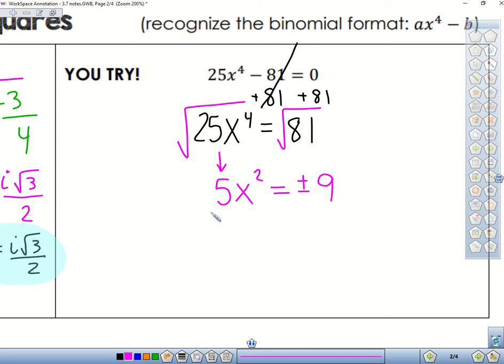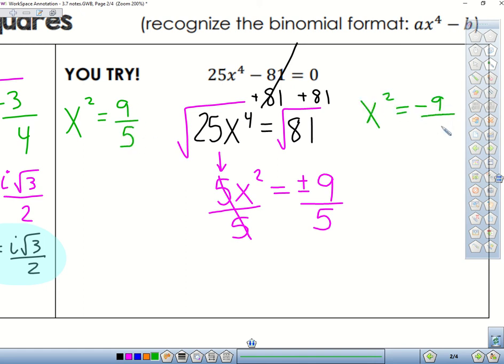And then we would divide by 5. So, like somebody said, you can divide by the 25 first, and that's fine. You would take the square root and you'd end up with the same result. So I have x squared is equal to plus or minus 9 over 5. So that means I need to write it out as two separate equations. x squared is equal to 9 over 5, and x squared is equal to negative 9 over 5. So you got to write it out two different ways, and then you're going to solve each of these separately, okay? So how do I solve this one on the left over here?